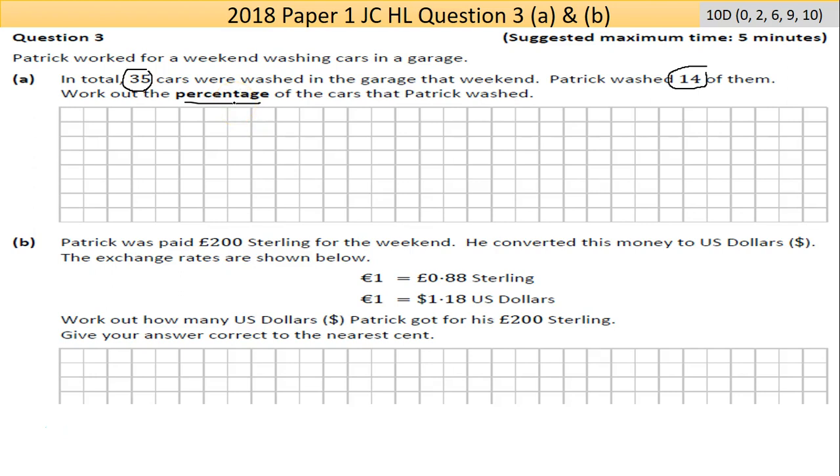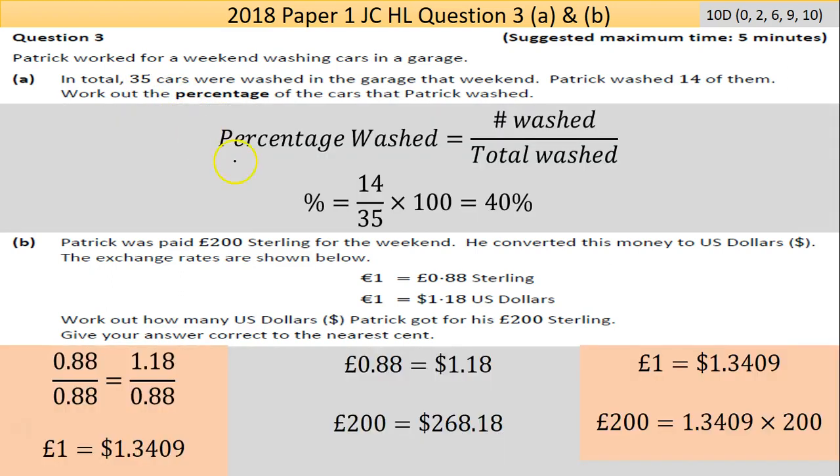So we know to get a percentage, we multiply by 100. We're looking to get something to be multiplied by 100. So let's look at the answer. Percentage washed is given by the number washed over total, so you can make that fraction. That fraction is 14 over 35. I've just shown that there. Multiplying that by 100, we get 40%. I probably should have written multiply by 100 up there, to be honest. So let's go back and amend that.